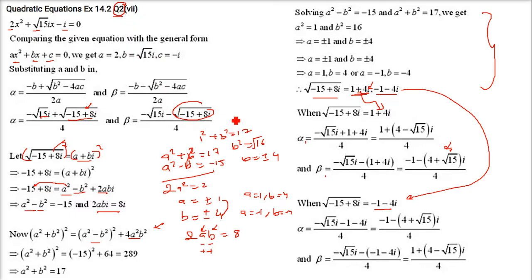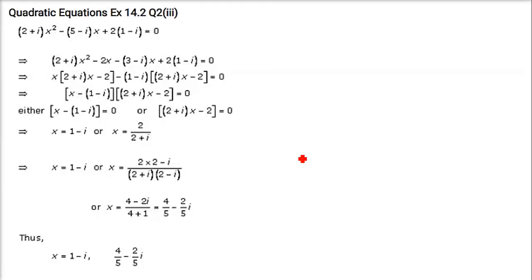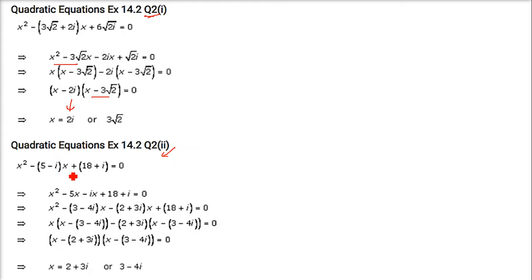But if you are not comfortable with factorization, then you do this method. So let me take you back to where we shifted to this point. So this is x square minus 5 minus i x plus 18 plus i. So you can do it by the method I just told you, or if you want to do it by factorization, let me tell you how it is done. It is somewhat tricky. X square minus 5x minus ix plus 18 plus i it is. So now I am writing this minus 5x as x square minus 3x minus 2x, right? Minus ix I am writing as plus ix minus 2ix.